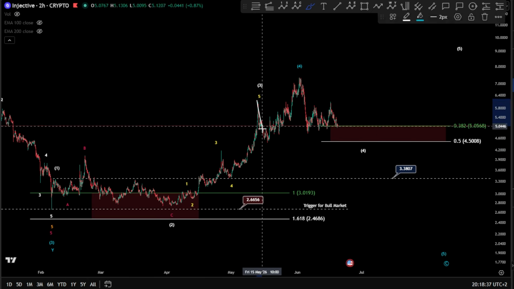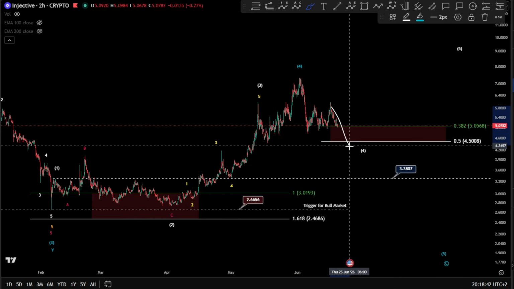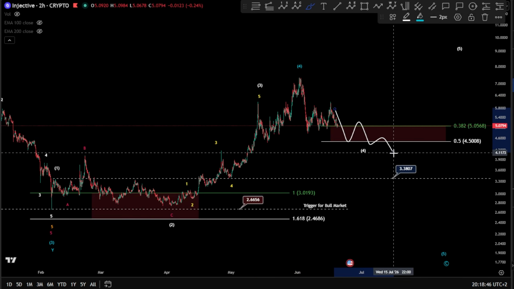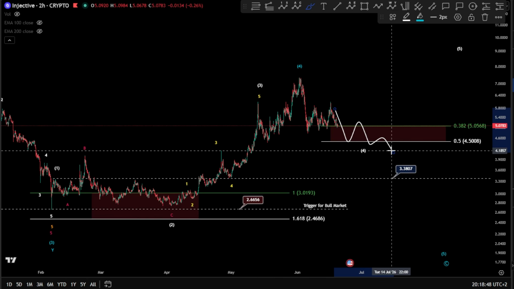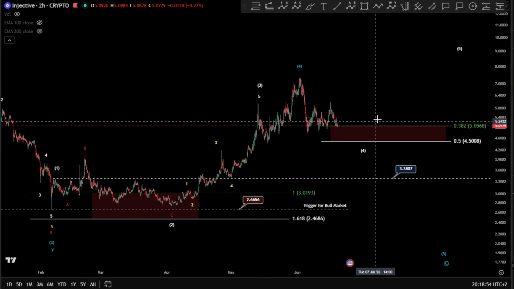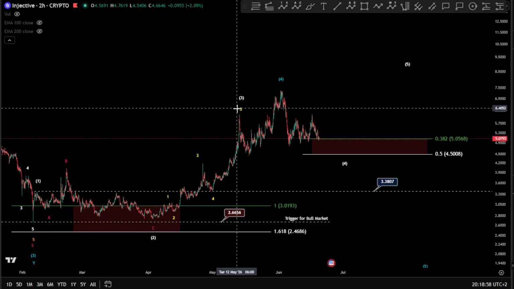Another probability can be a WXY in a zigzag, meaning one more drop here, but I doubt it somehow. I think that this is gonna take a little bit of time, with confluence with the AI coins, Render and FET as well, before we push for a massive wave 5 to finish, of course, this potential impulse, guys, as a wave 1 again. Yep, so this is regarding the AI coin, FET, Injective, and Render.